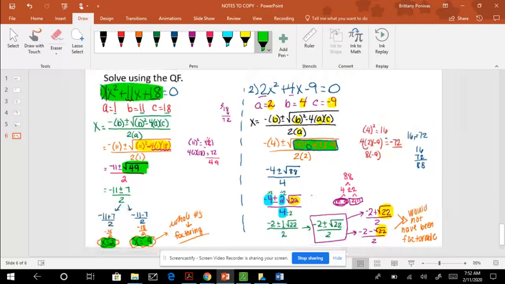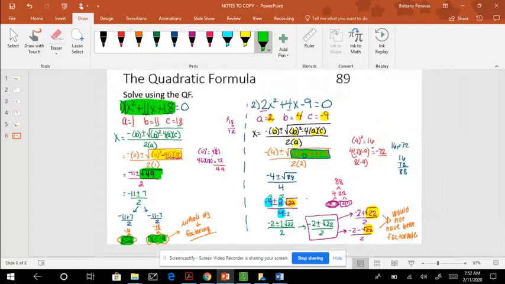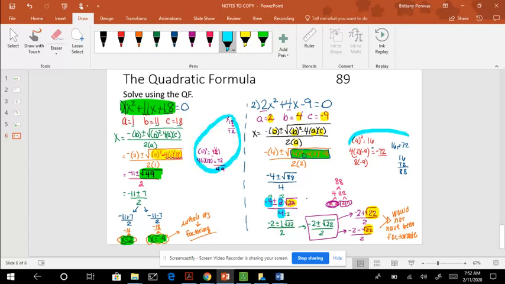So make sure on page 89 you have both of these examples with all of the work that I showed, and all of this little scratch work should be on your paper somewhere so you can understand how we got the numbers and where we got them from.